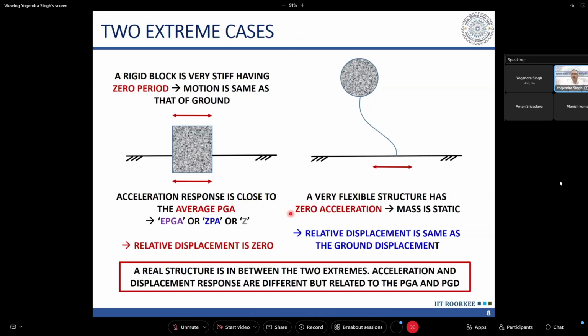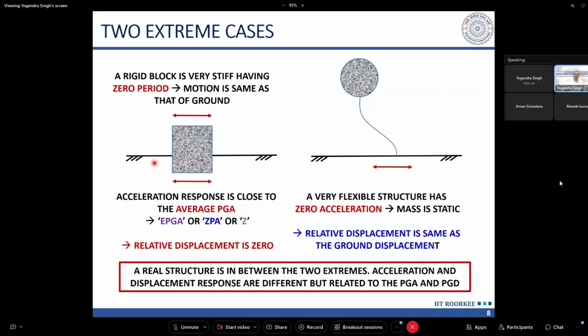Now, two extreme conditions of these periods we can see. In one extreme condition, I have put just a rock block or a block of concrete inside the ground. So this is representing a very rigid structure. Very rigid structure means its stiffness is infinite and the period is zero. It will not be possible to make the period exactly zero. But if I make it quite rigid, let us say its frequency is more than 33 hertz, or the period is less than 1 by 33 second, that we can consider as rigid.